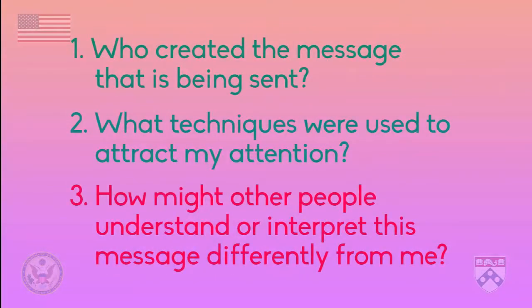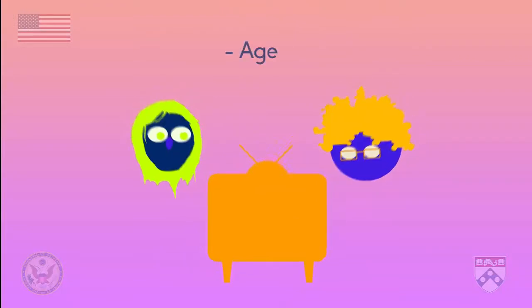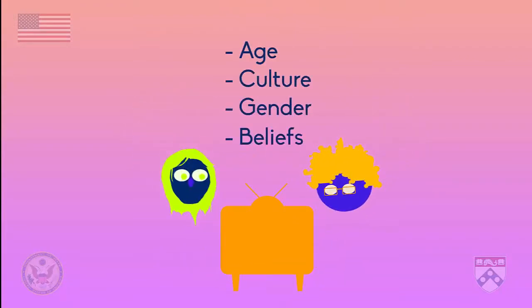The third question we should ask ourselves is, how might other people understand or interpret this message differently from me? Even if 2 people see exactly the same message, they may understand or interpret that message differently. Why? People understand messages differently because each person interprets messages based on age, culture, gender, and beliefs.